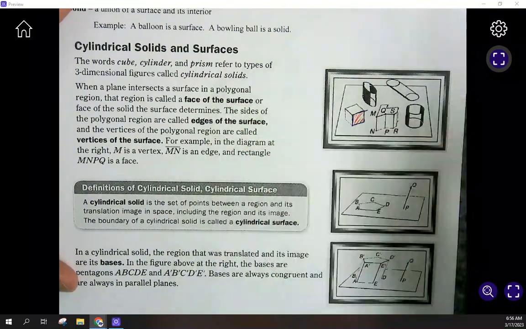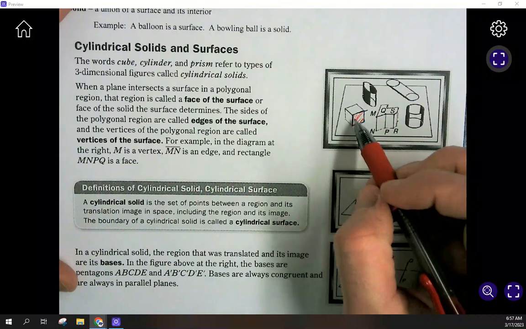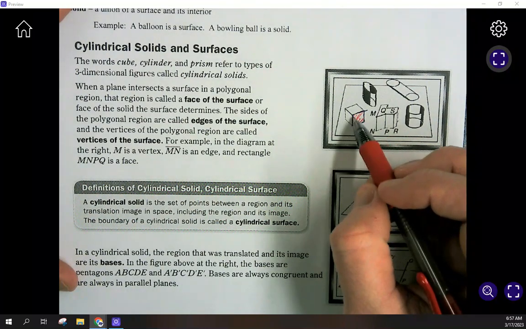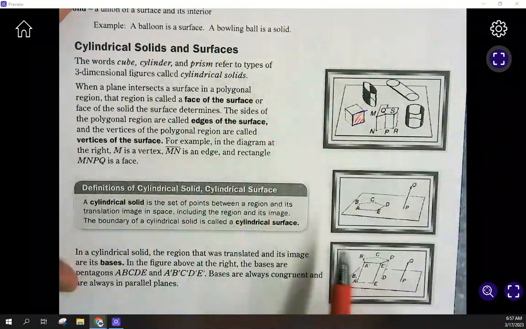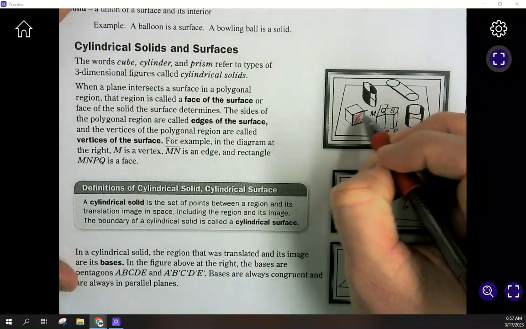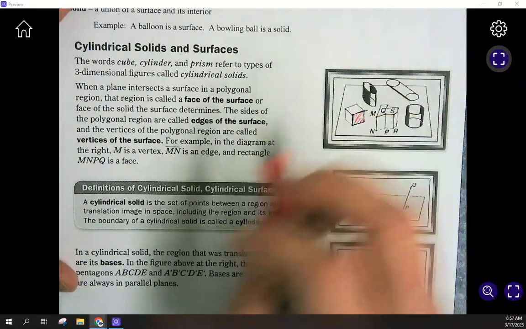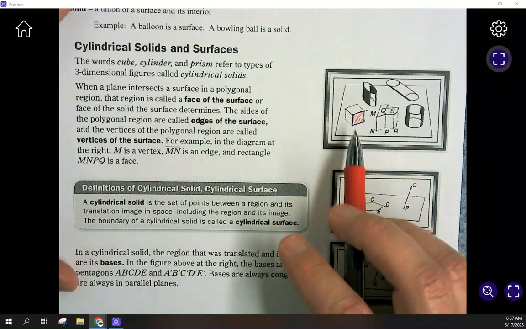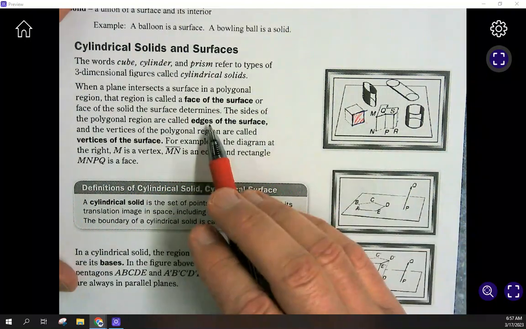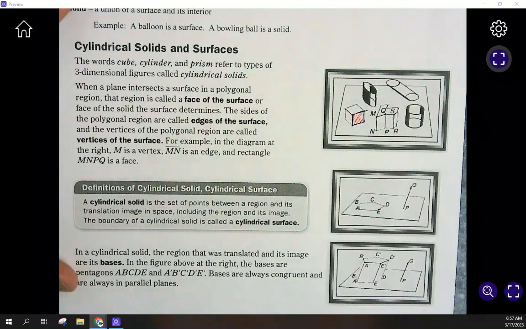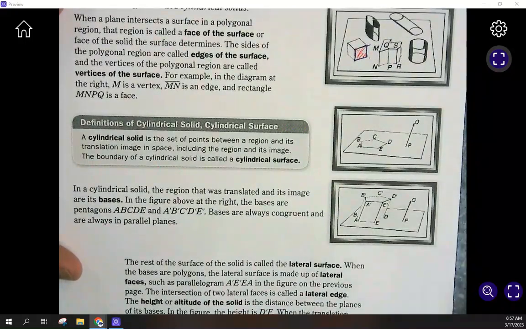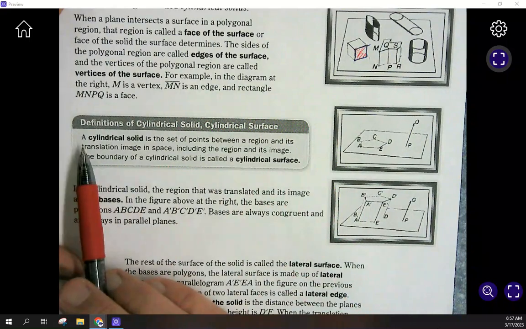So those are terms we kind of use in everyday life, so that should kind of make sense. But those are actually the sides of this rectangle that's on the side. So the sides of that are the edges of the surface or the three-dimensional shape. And the vertices of it, so the vertices would be the corners of this rectangle. Those are also considered the vertices of the surface. So the pointy edges are the vertices, the long edges are actually called the edges, and then the flat surfaces are the face. All right. So the definitions of a cylindrical solid and a cylindrical surface.